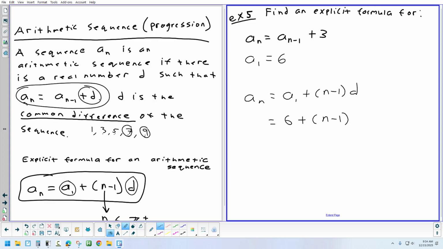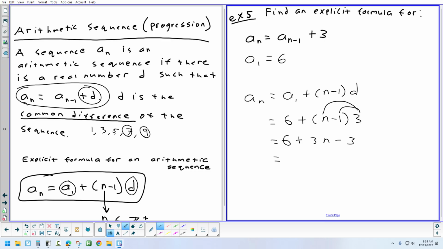And d is the number that we are adding each time to get from one to the next, which is 3. Yep. Okay, you do want to simplify that as much as you can. So what property are we going to use with the 3 on the outside of the parentheses? Distribution. Yep, going to distribute it. And what do you get when you distribute that 3? 3n minus 3.